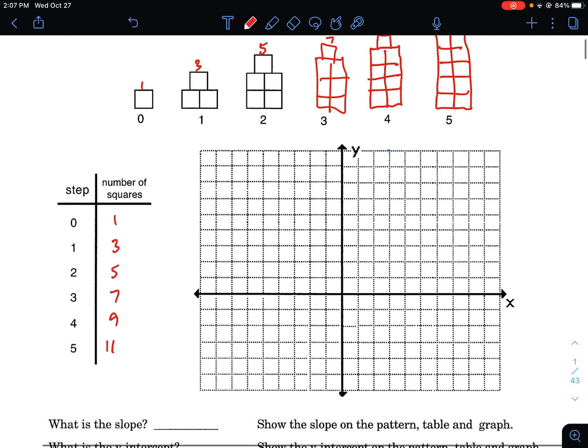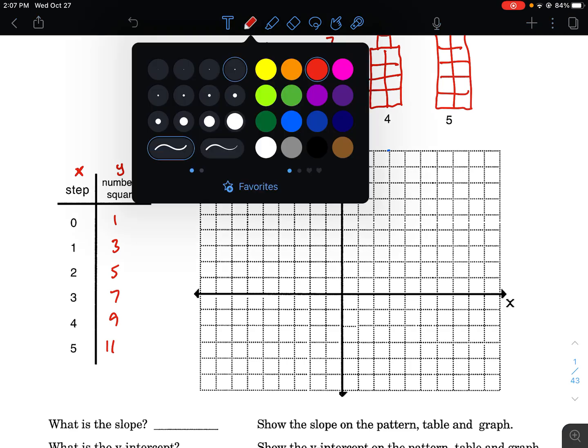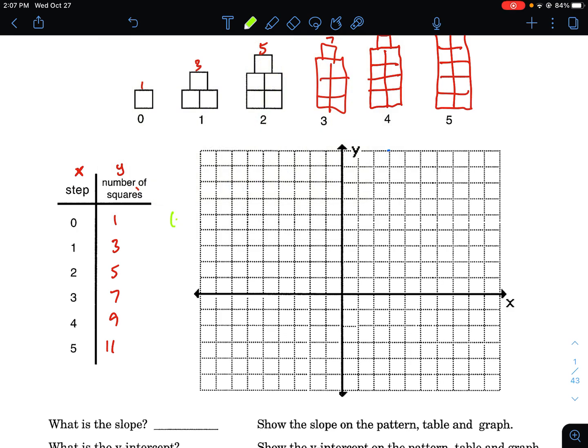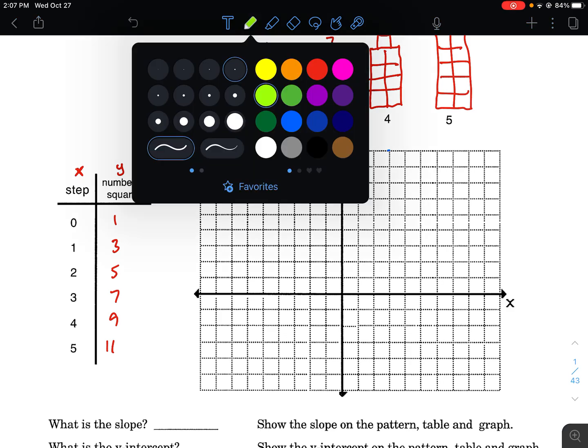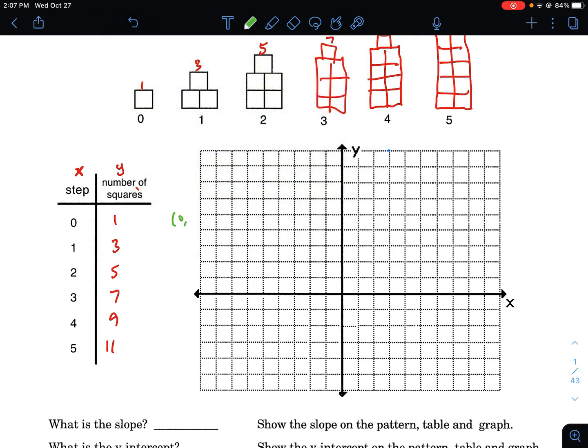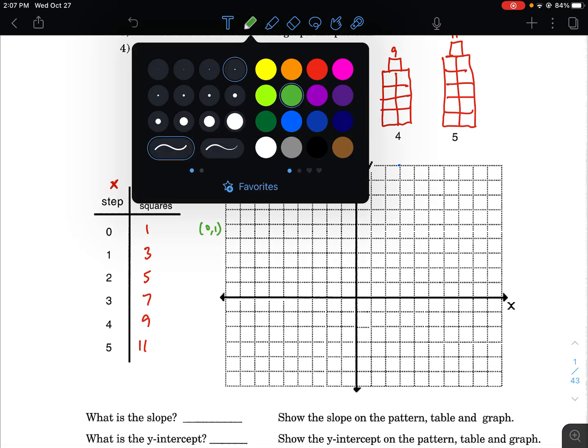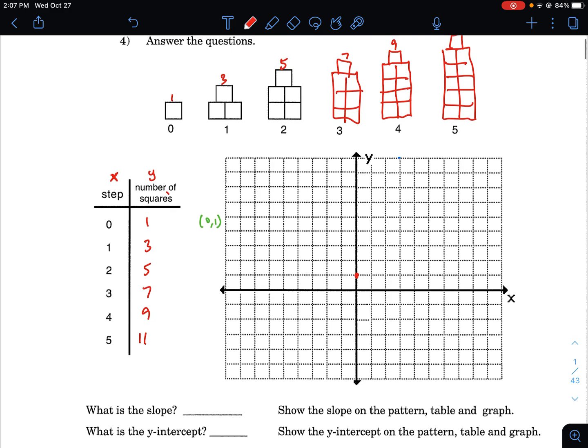So let's graph this. Remember, this is a table, and we can assume x, the steps, are the x value, and the number of squares are the y value, because x's always go first, followed by y's. So at step 0, what is that ordered pair? That ordered pair is 0, 1. So 0, 1 is right up here.